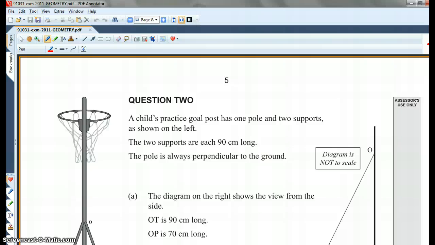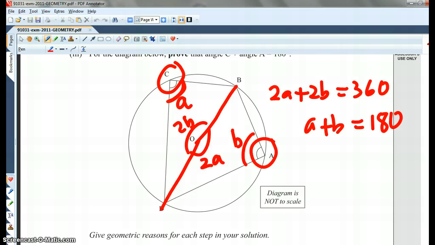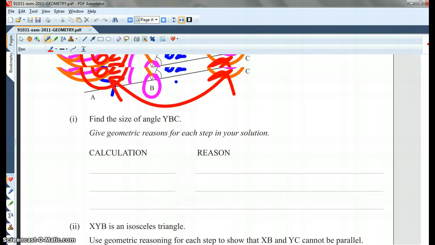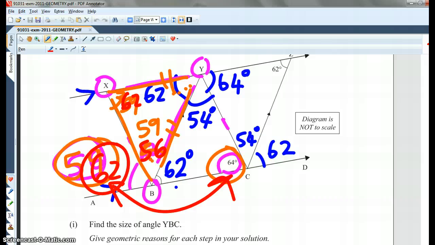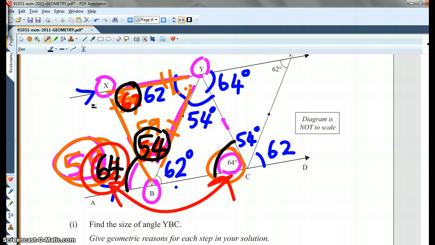Okay, I'm going to do question 2, but I'm just going to go back to question 1 and look at it an easier way. And that was way back here with this one. In actual fact, it was easier to prove that if it was parallel, so if this one's 64, that one would be 64. And if that's 64 and that's 62, that has to be 54. And if this is isosceles, this can't be 54 or 62, because if that's 54 and that's 62, it's that same triangle, that would have to be 64, okay?